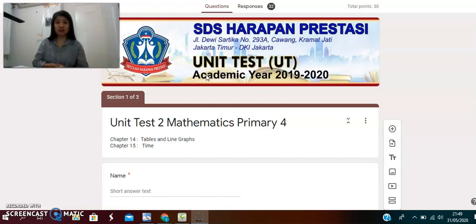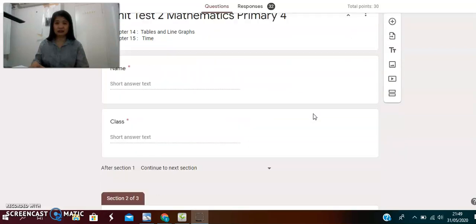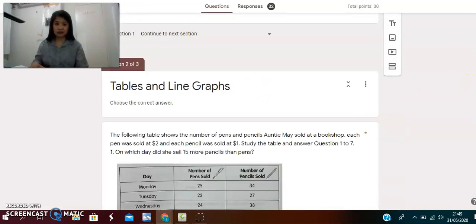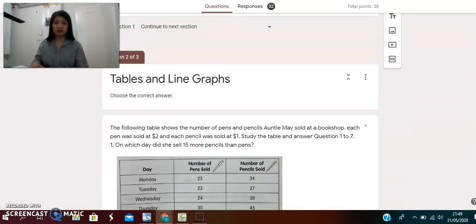For today, I'm going to explain to you the answers in your unit test 2. You can use this unit test, all the answers, to review for your final test. Okay, so on your screen, you will see the Google form, your unit test. Now, it covers tables and line graphs and also time. So let's start with number 1, tables and line graphs.